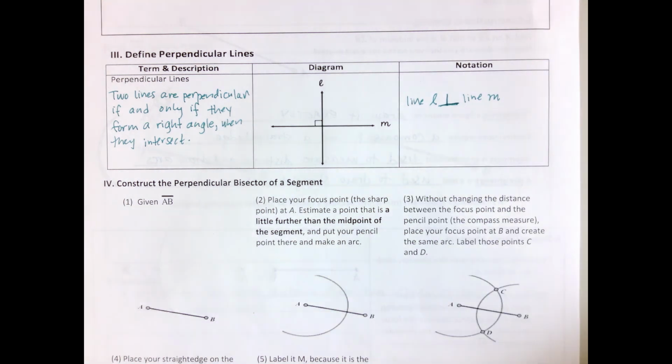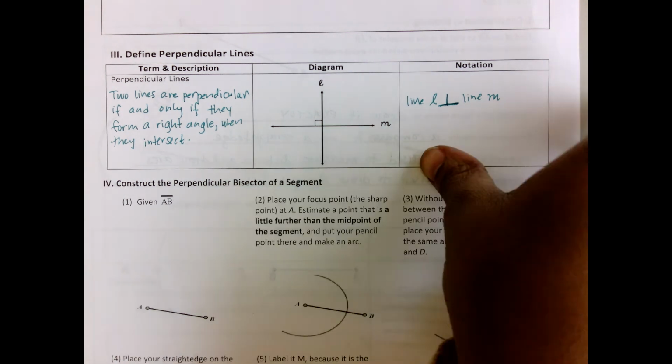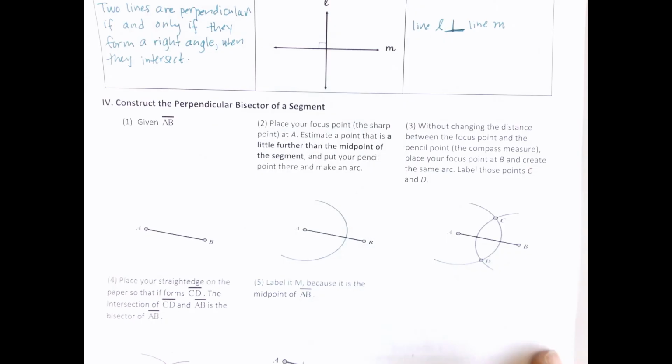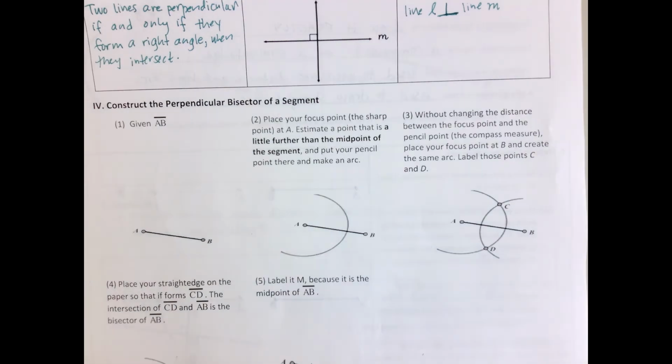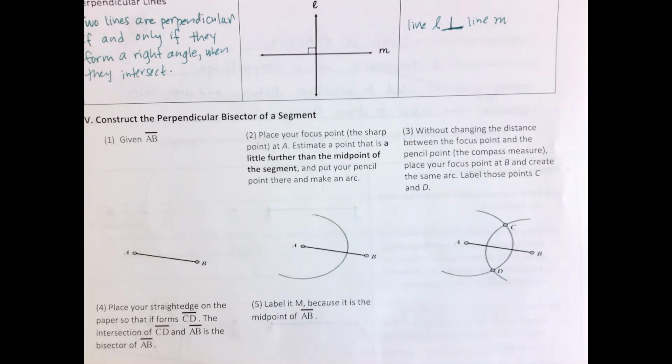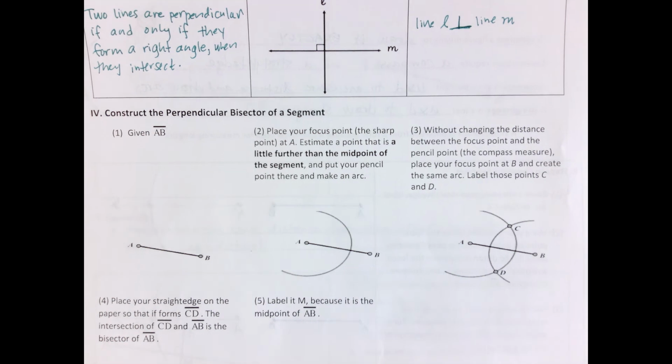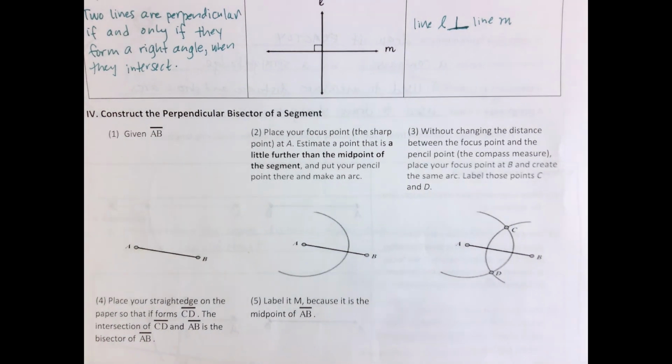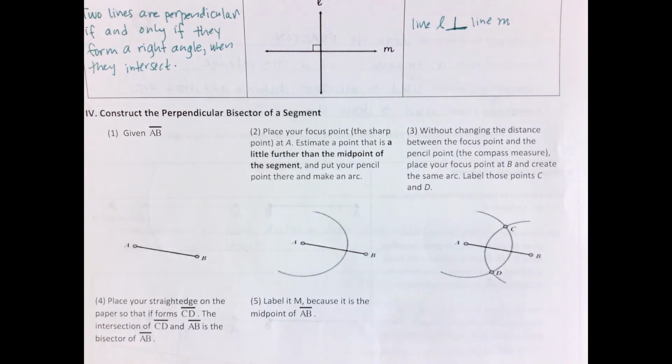Now here's the fun stuff. How do we construct the perpendicular bisector of a segment? All right, here we go. I'm going to focus a little bit more down here so that you can see everything and all of the steps well enough. I'm going to refocus my dot cam.